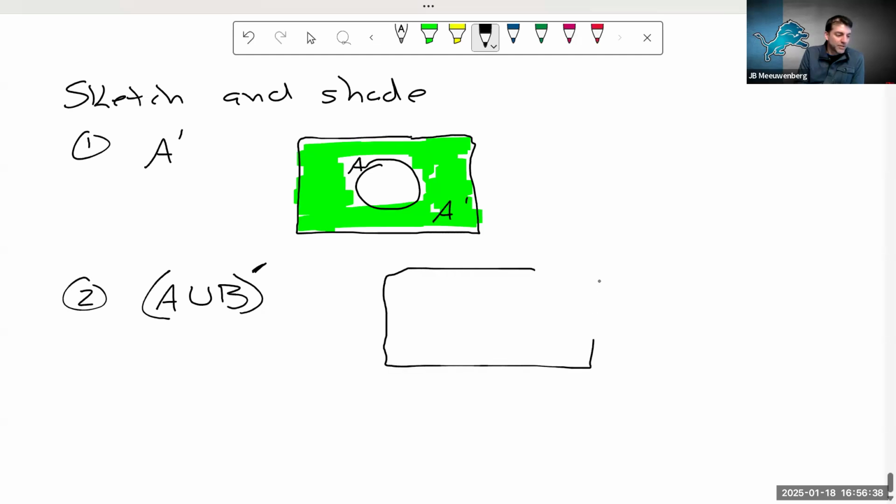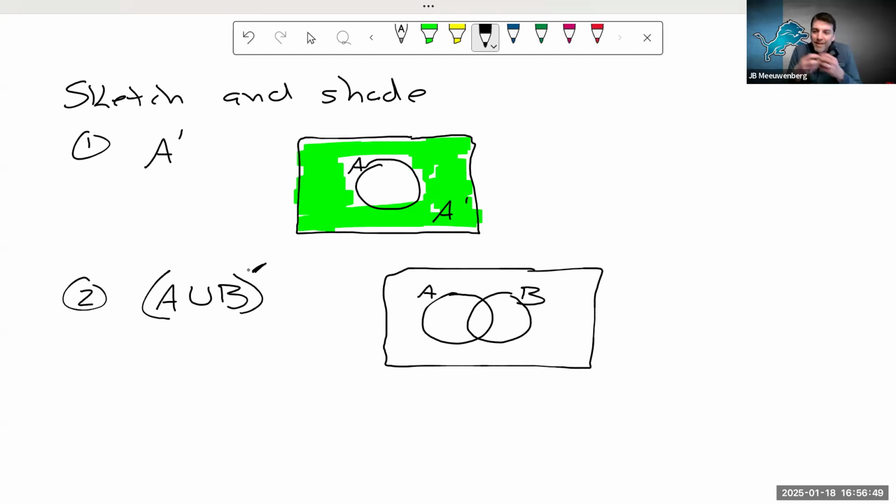Think about what that's going to look like. So if we have set A and we have set B, we kind of work from the inside out. If you first think about what A union B would look like, well, A union B, I'm going to shade in yellow. A union B, remember, is all the elements in both of those sets. So there's A union B.